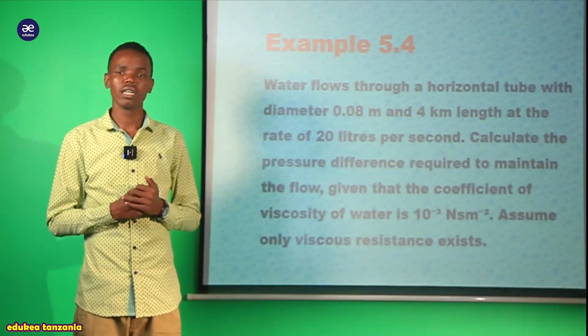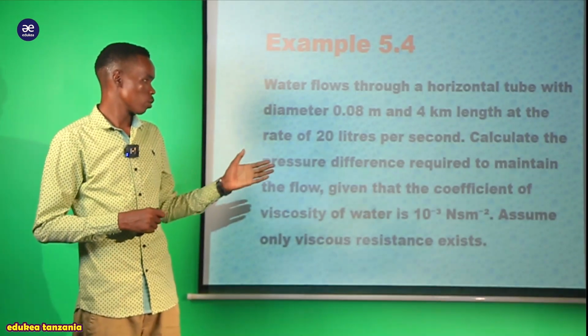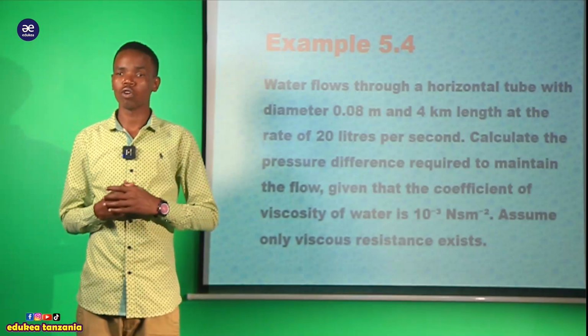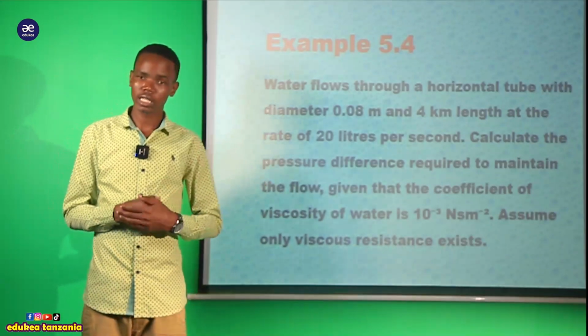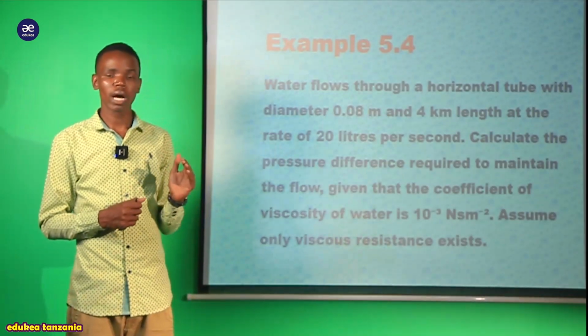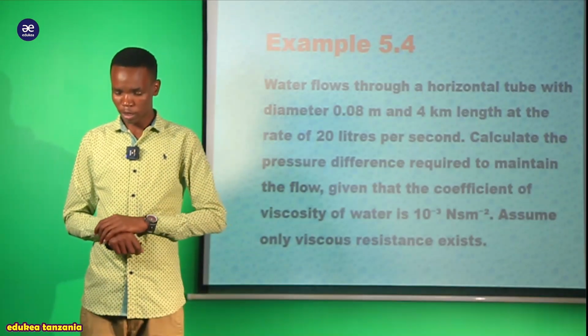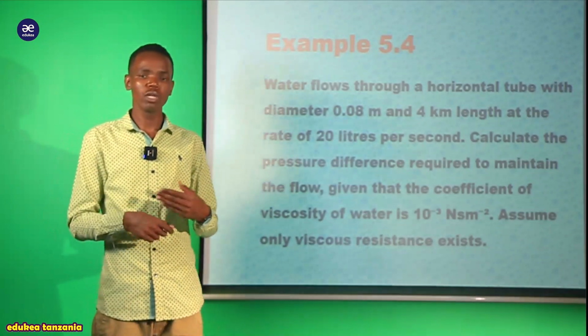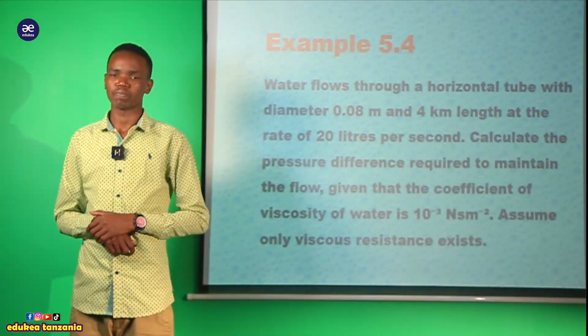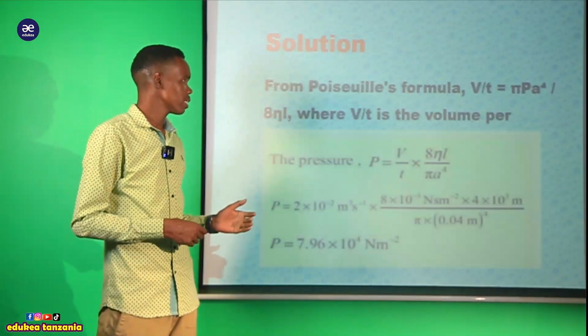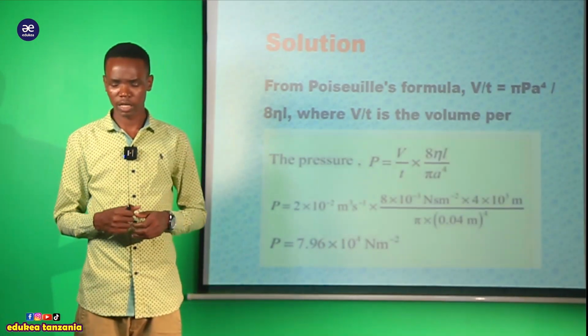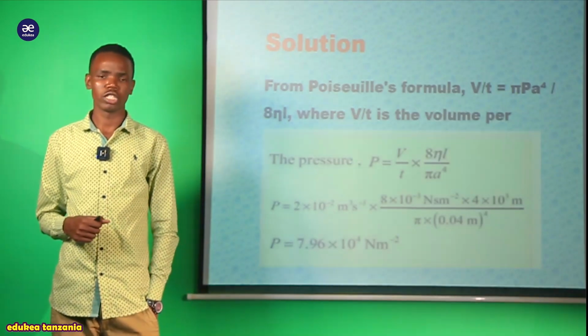Kwa tumepewa na hii volume flow rate. Also we have been given the coefficient of viscosity ambayo ni sasa na 10 exponent -3 kilogram per meter second. This is what we have been given on our question. How can we get the pressure difference? So let us go and see the equation here, the way we can answer these equations.